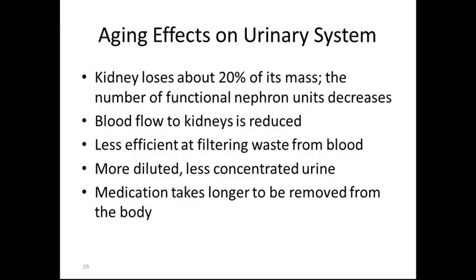Aging effects on the urinary system. The kidney loses about 20% of its mass, and the number of functional nephrons also decreases. Blood flow to the kidneys is also reduced, and the kidneys are less efficient at filtering waste from the blood. More diluted and less concentrated urine often occurs. Medications take longer to be removed from the body, which increases the risk of toxic drug levels.